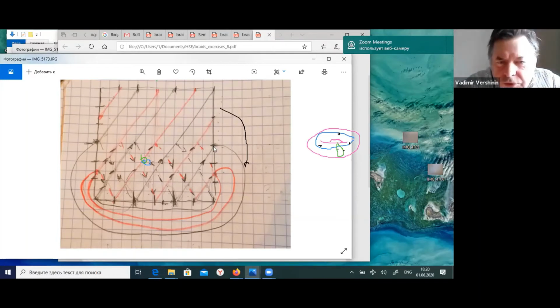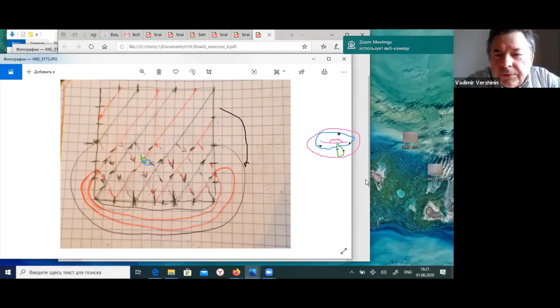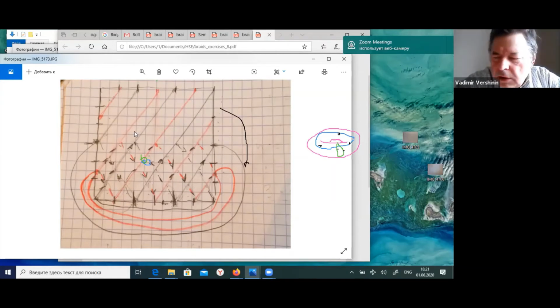But suppose that this point is made from rubber, and you are making this point a little bit longer, and it goes here. So topologically, it's actually the same. Okay. Yes. Natalia, you agree? Okay, very good. Very good. Then linking number.